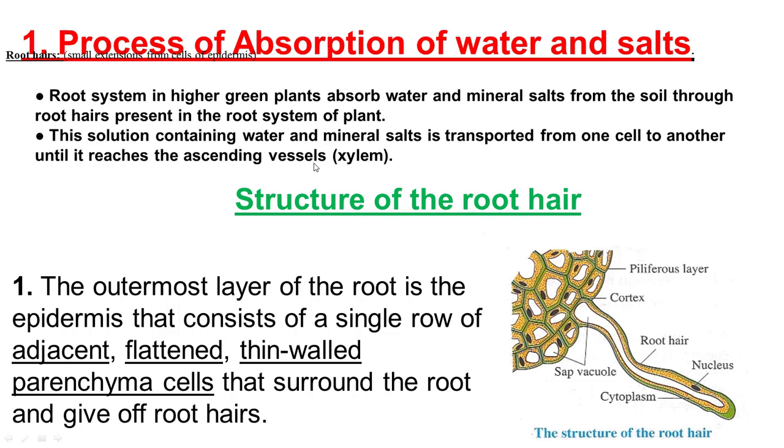First, I want to know the structure of the root. The root consists of the main root, or primary root, and secondary roots. Secondary roots branch into root hairs. The root hair is an extension from the epidermis, the outer layer. This is the epidermis, and this extension is named the root hair. The root hair has a thin wall, flattened in shape, adjacent to each other with no spaces, and surrounded by root hairs.